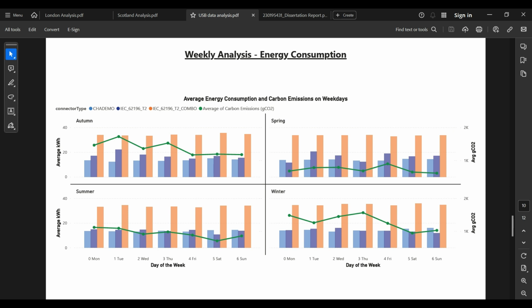So if we look at the weekly analysis of energy consumption, we can see that for CHAdeMO connector, the values are higher on weekends compared to that of weekday. And if we look at the T2 connector, the values are higher in weekdays compared to that of weekends. And combo connector kind of follows the same trend like CHAdeMO with higher values on weekend compared to that of weekdays. And if we look at the carbon emissions, they are lower during the weekend compared to that of weekdays.